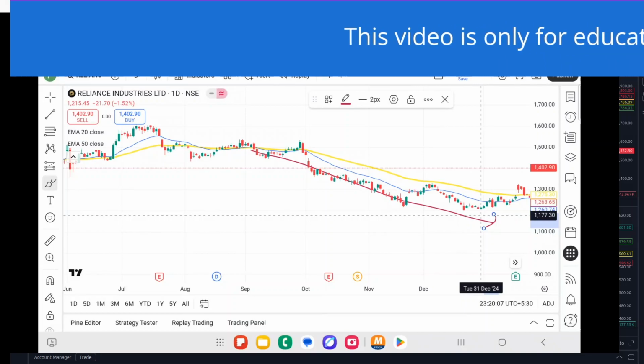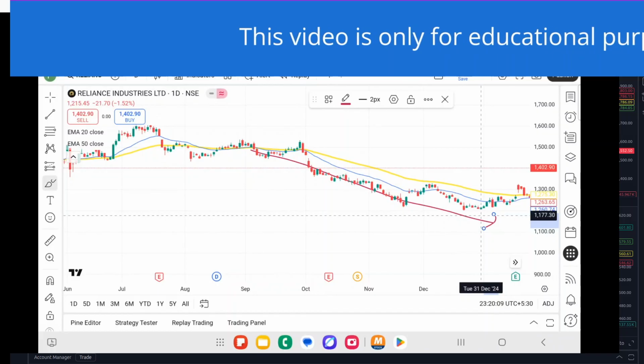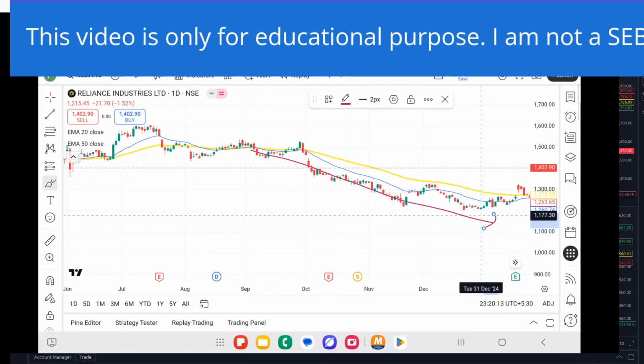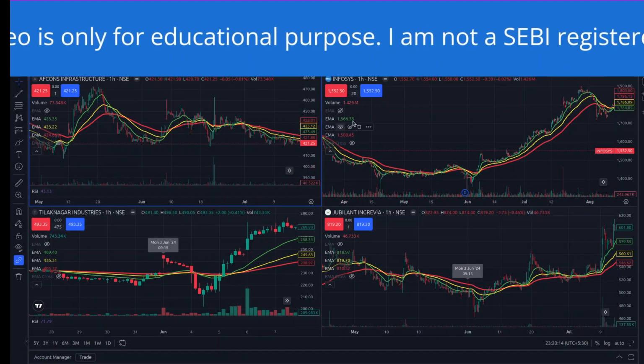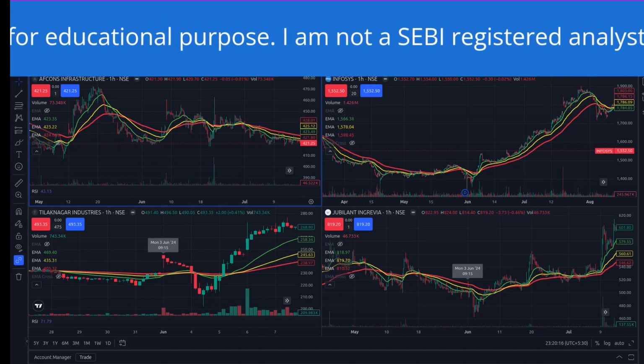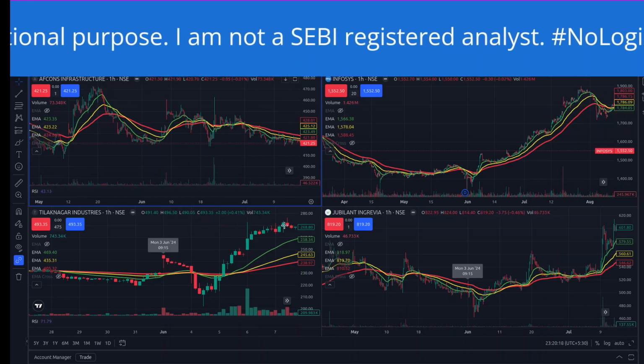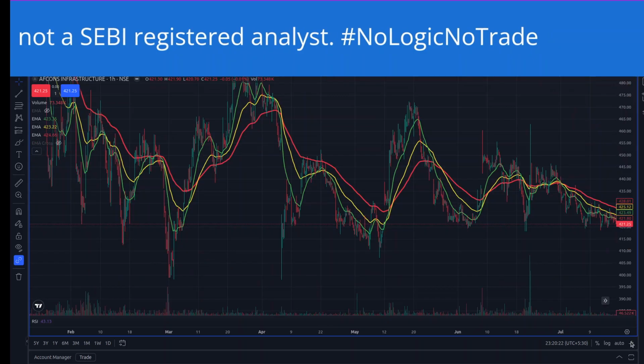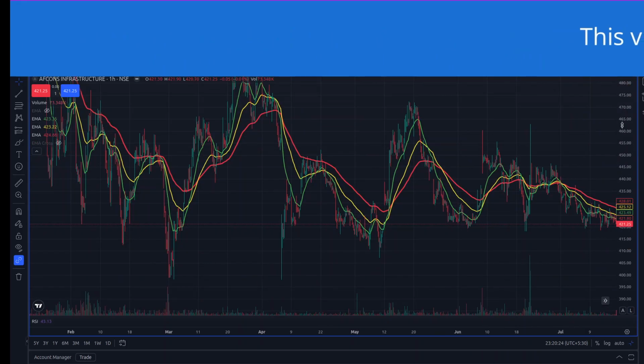So let's take a look at another few charts and see how these are behaving with the EMAs. The first chart we are looking at is FCON's Infrastructures.